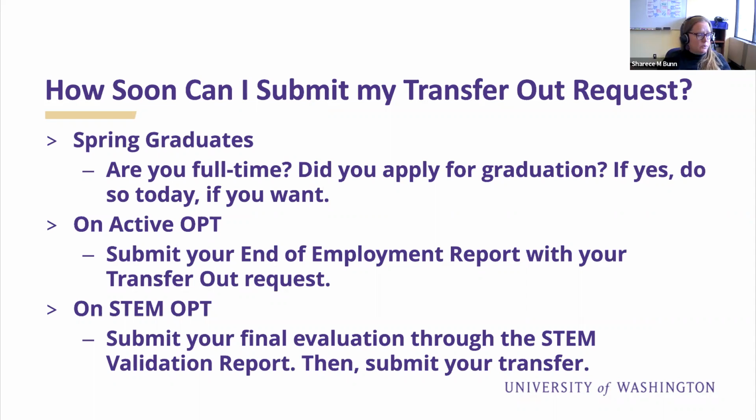If you're on active OPT, submit your end of employment report first, and then also submit your transfer out request. We do want to show that you're ending your employment, so please do both. If you're on STEM OPT, please submit your final evaluation through the STEM validation report, then submit your transfer out request.